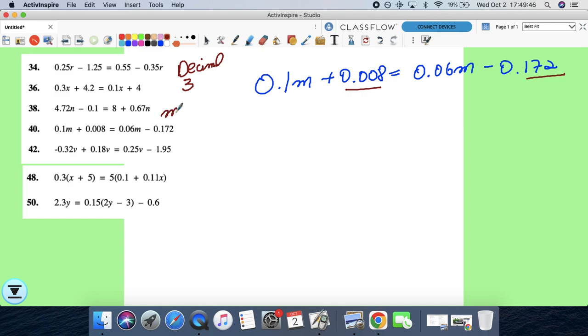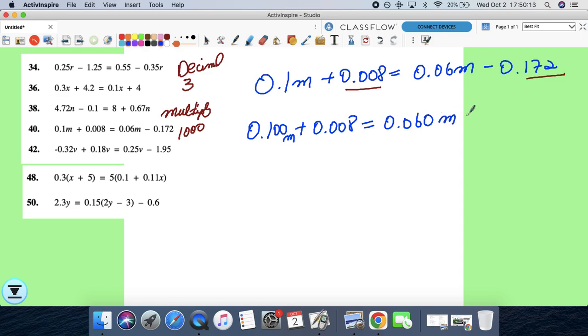And if it's 3, we can multiply it by 1,000 to turn it into a nice whole number. So before we do that, I want to rewrite my equation so that every coefficient and every constant has 3 decimal places. So 0.100m plus 0.008 equals 0.060m. Oh, I forgot the m here. And then minus 0.172. So if you look at all the coefficients and all the constants, all of them have 3 decimal places.